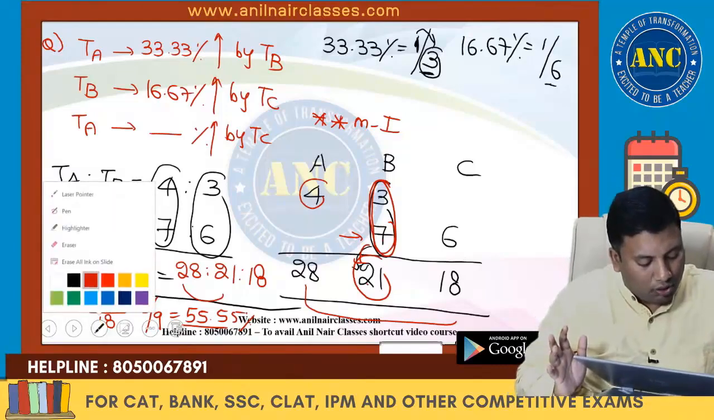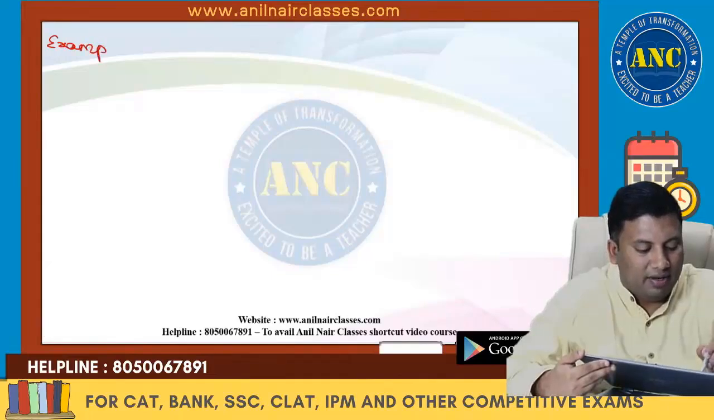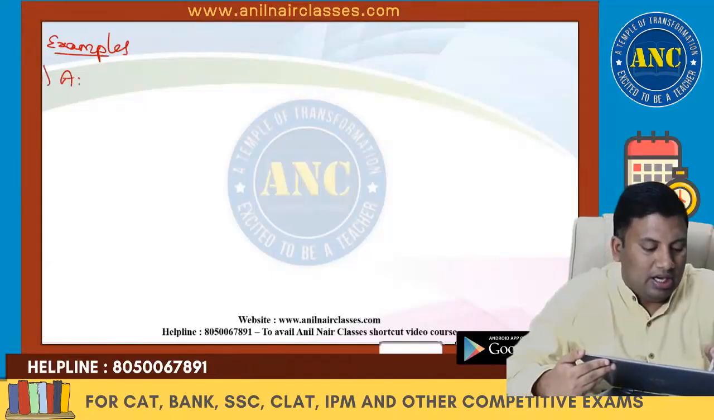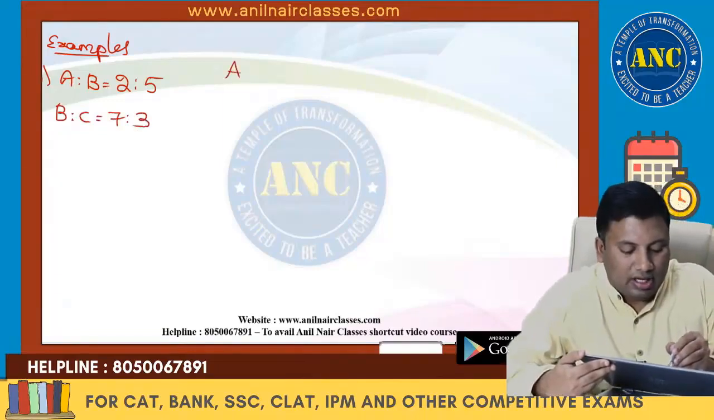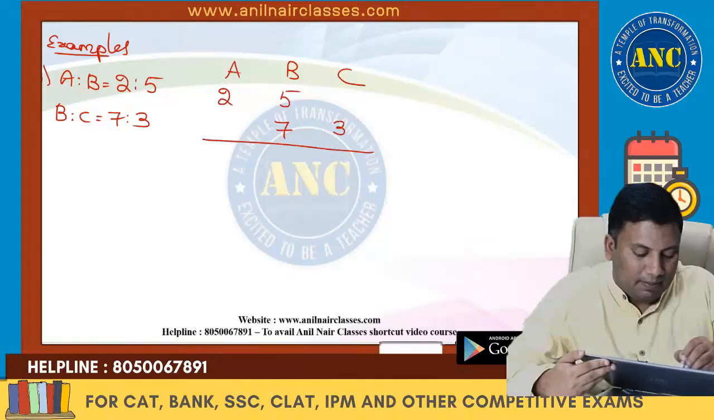One more, 2 more examples, so that this idea will be very clear to you. A is to B is 2 is to 5, B is to C is 7 is to 3. A is to B is to C. A, B and C. 2 parts for every 5 parts. 7 parts for every 3 parts.